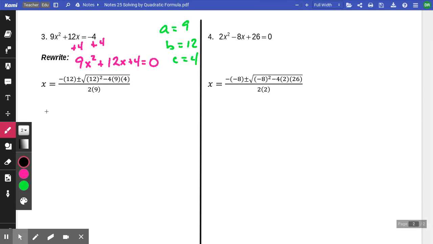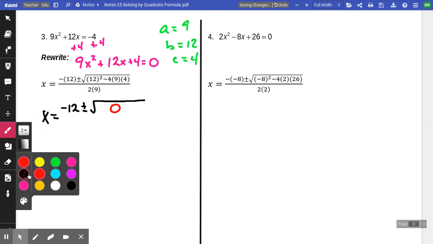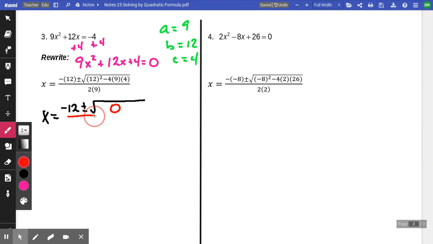So we see in the beginning, we have a -12 plus or minus the square root. And again, let's type all of this in at once into our calculator, not the square root sign. And we end up getting a value of 0. Okay, so that can happen. We're going to see what happens because of that. And we need to divide by 2 times 9, which is 18.